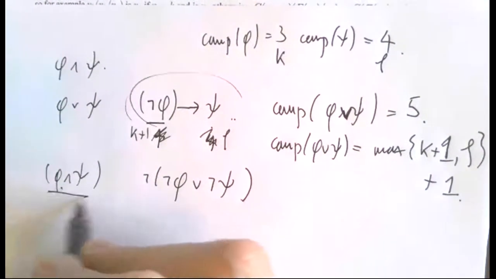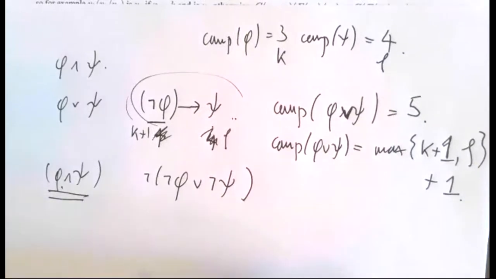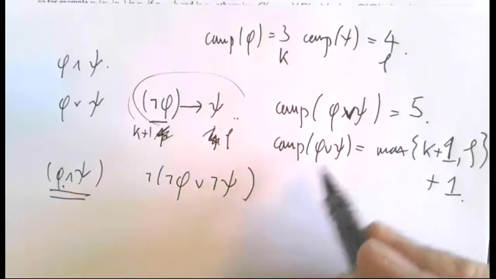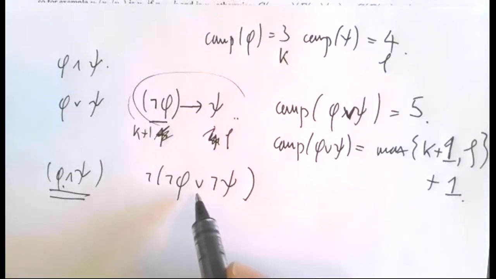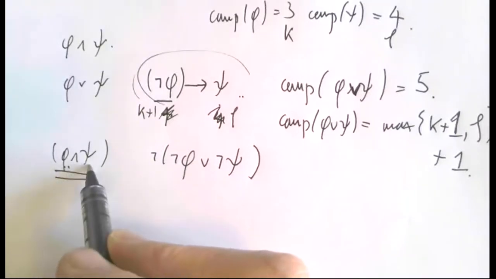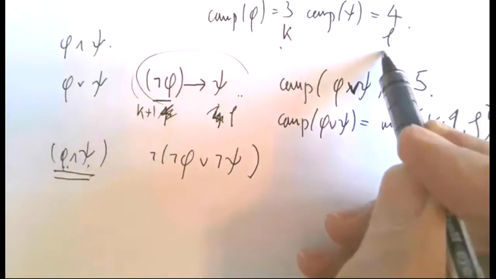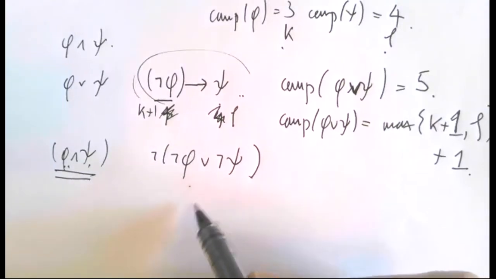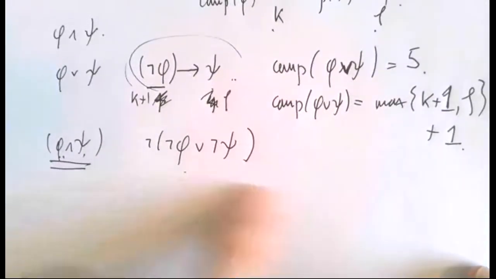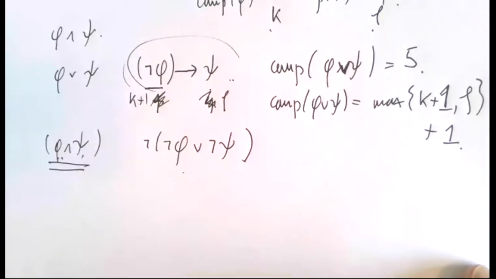Okay, so now when you want to work out the complexity of phi and psi, you're going to have to build in, well, it depends on how you want to do it. If you define and in terms of or like this, you're going to have to work out an expression for the complexity of this in terms of k and L. But it's just a puzzle. There's nothing conceptually difficult about it. It's just working out what the additions are.